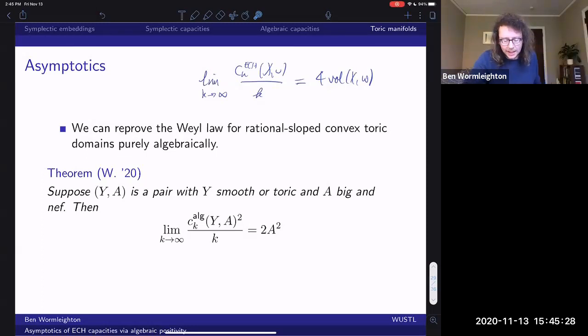So suppose (Y, A) is again a pair where Y is either smooth or toric. So if it's singular, it's allowed to be toric. And A is big and nef. Again, you can just think of A being ample. That's totally fine. Then the limit as k goes to infinity of c_k^alg squared over k is 2A squared. Again, you should think of this A squared as the volume of this pair, and this is exactly capturing the same asymptotics as in the Weyl law in ECH due to Cristofaro-Gardiner, Hutchings, and Ramos.